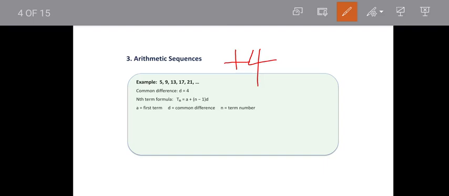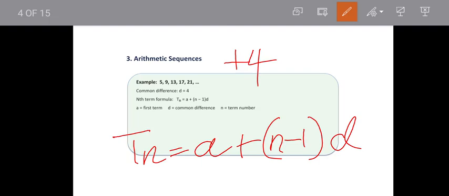In this case, the common difference is going to be 4, which is now going to bring us to the nth term that you mentioned. So to find the nth term, we're going to be saying Tn is equal to a plus (n minus 1) d, where Tn is the nth term, a is the first term, n is the term number, and d is the common difference that we're talking about.